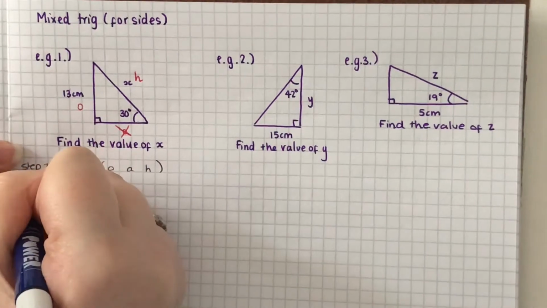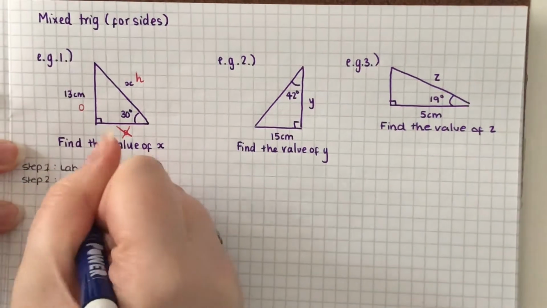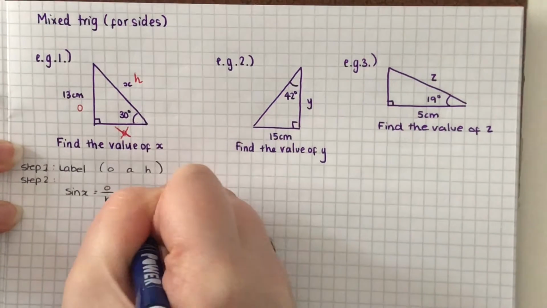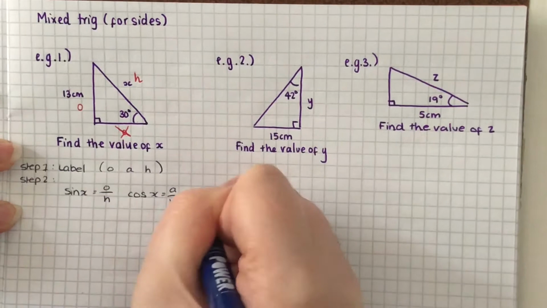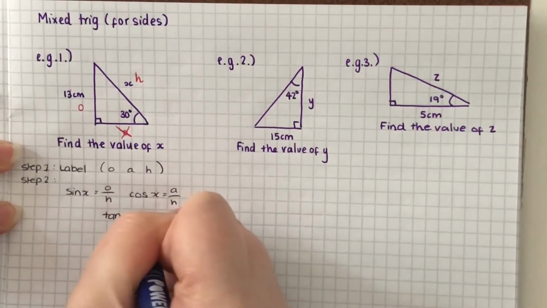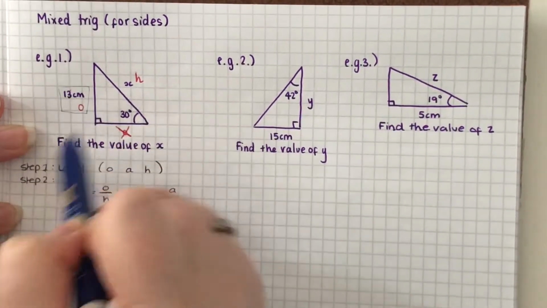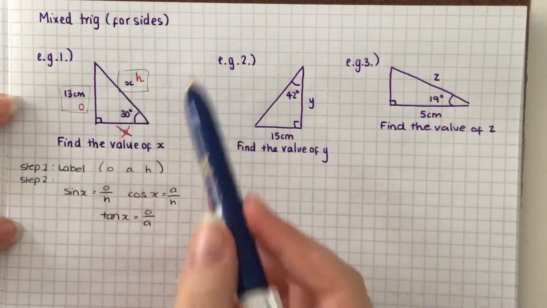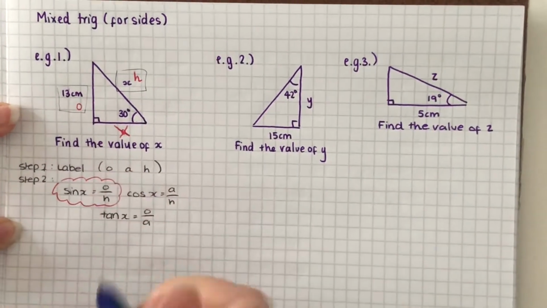So from there, step 2, we need to work out which formula it is going to be. If you can't remember, we've got sine is the opposite divided by hypotenuse. Cos is the adjacent over the hypotenuse. I'm going to write it underneath because I don't think I'll fit it all in. Tan is the opposite over the adjacent. So for this one, we've got 13 where the O is, and we've got H where the X is. So the formula that has O and H in is my sine one for this question.